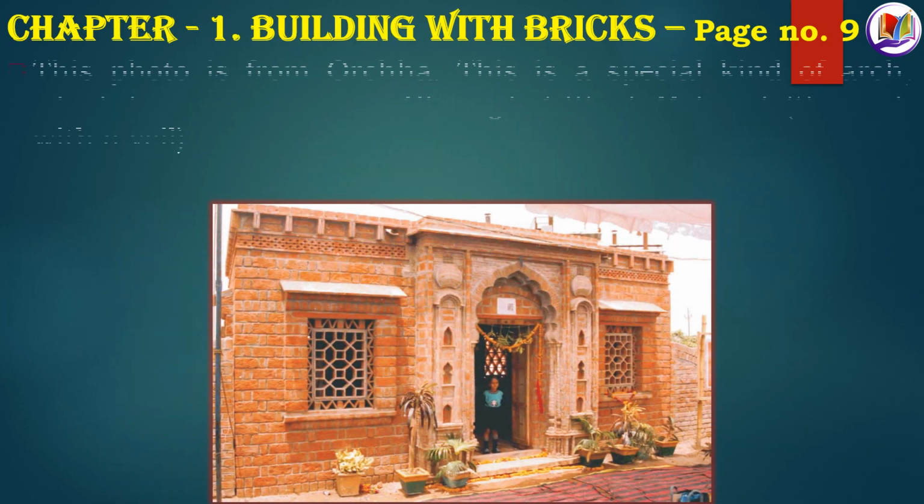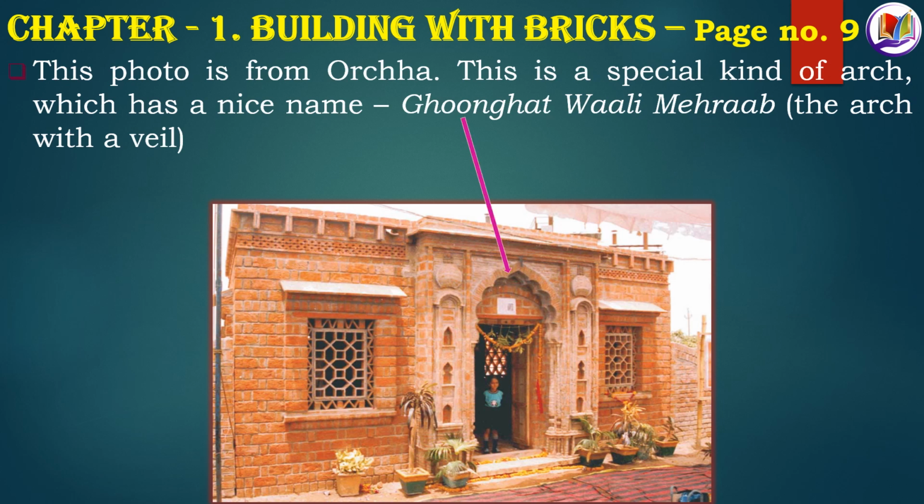Now let's see about a special type of arch. This photo is from Orcha. Orcha is a place in Madhya Pradesh which was a part of Bundelkhand in olden times. This is a special kind of arch which has a nice name called Ghungat Wali Mehrab. What do you mean by Ghungat? Ghungat is an odhni or headscarf used by women to cover their heads. So doesn't it look like a ghungat?